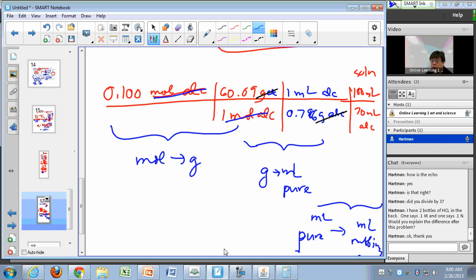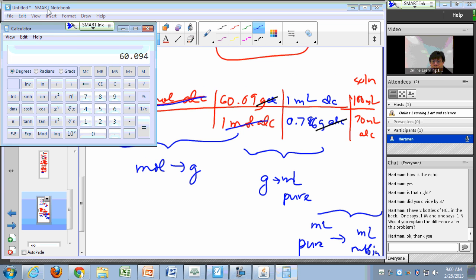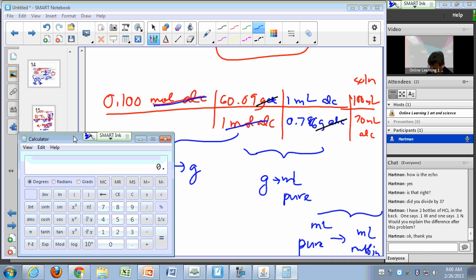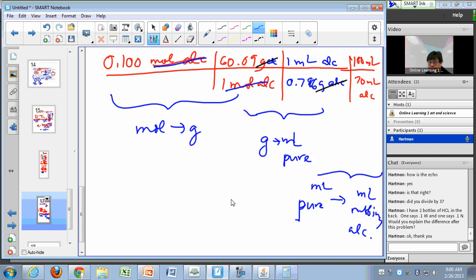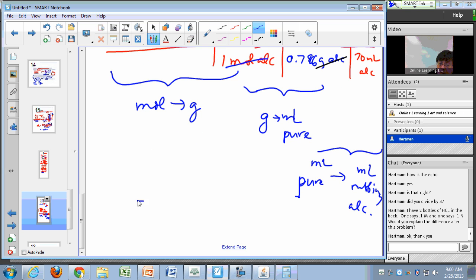All right, so if we did the calculation, it's 0.1 times 60.09 times 1 times 100 divided by 0.786 divided by 70. And that should be 10.9 milliliters of rubbing alcohol. So this gives you 10.9 milliliters of rubbing alcohol.